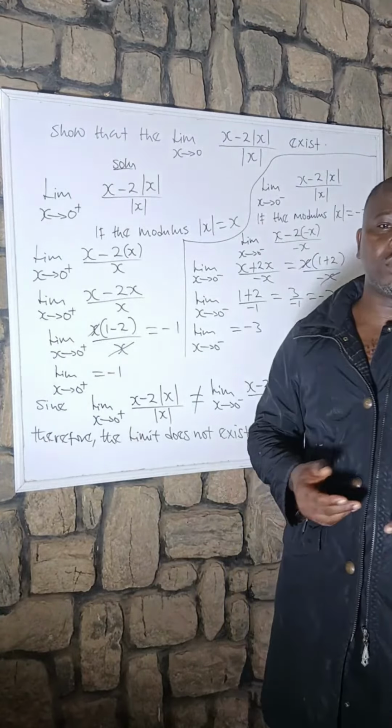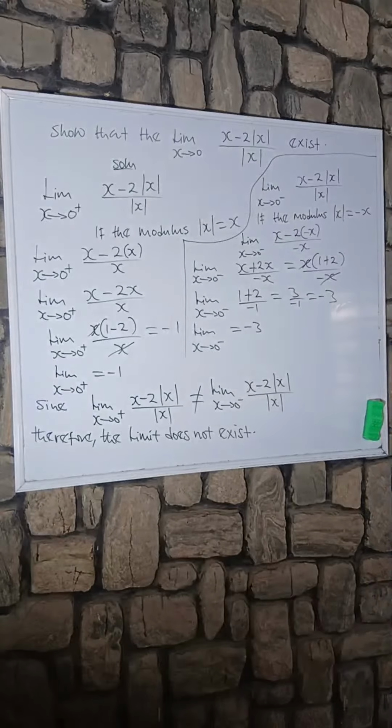So any question? Do you have any question? The left hand side must be equal to the right hand side. Yes, that is when limits will exist. Otherwise, it does not exist.